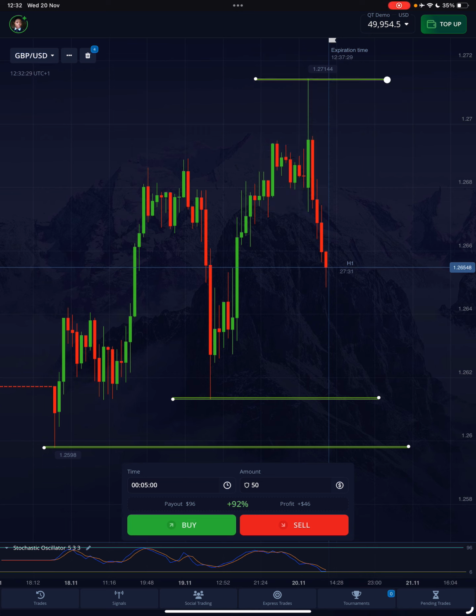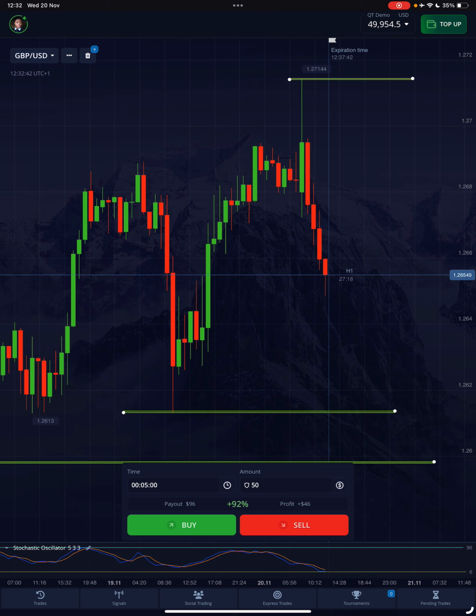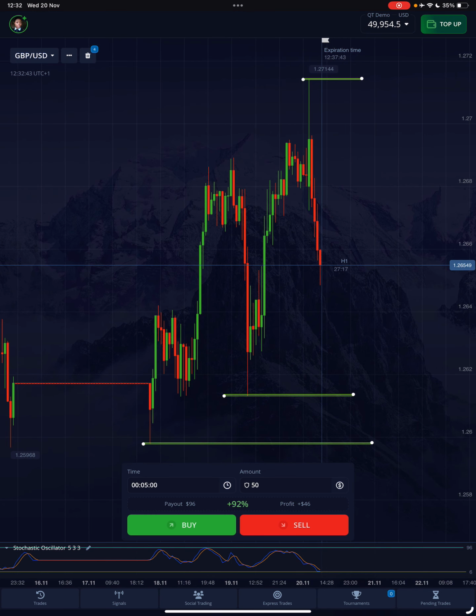You see this resistance that we have not touched. Look at it. So when markets go up and reach there, we sell. When markets go down and reach here, we buy. So as I put this now, my job is to sit here and wait until the market gets there. This is where the signals come in.